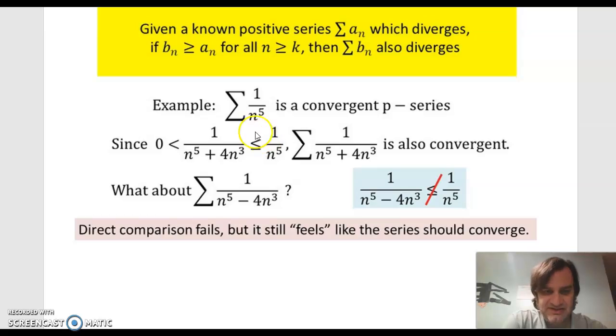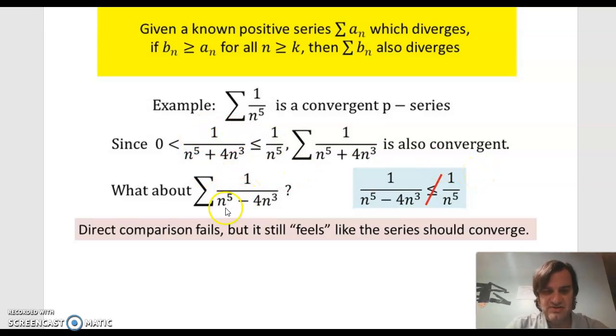And then if you take the series that we actually have in question here, it has a bigger denominator. So that means the quotient is smaller. So maybe not every term, line by line, but eventually the terms of 1 over n to the fifth plus 4 times n to the third are less than 1 over n to the fifth. So that forces our series in question to converge.